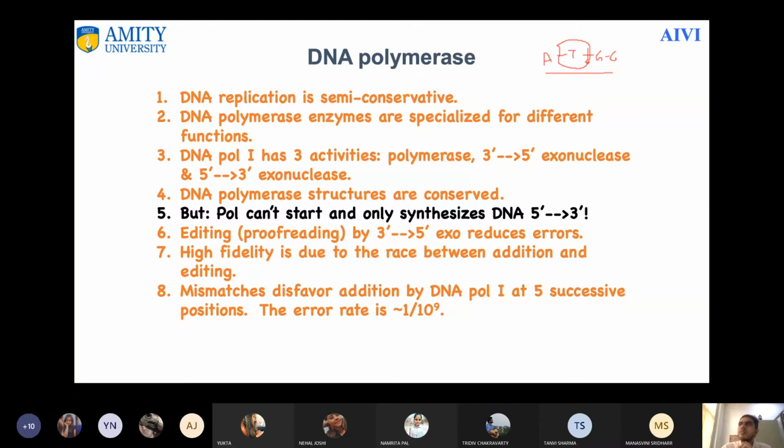This is the same enzyme that is going to play a role in polymerization, in DNA replication. And when we talk about DNA replication, it simply means, when you define it, semi-conservative. What do you mean by semi-conservative DNA replication?